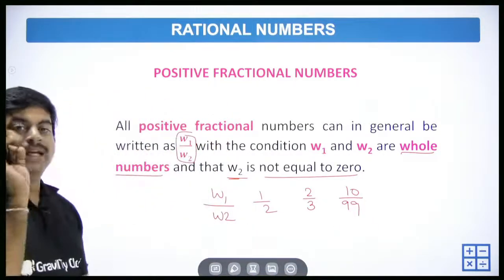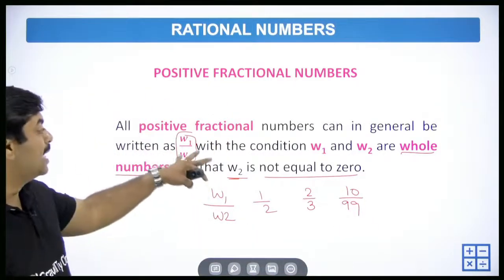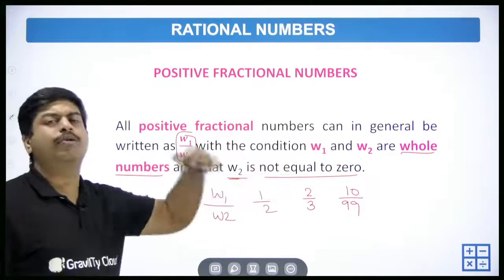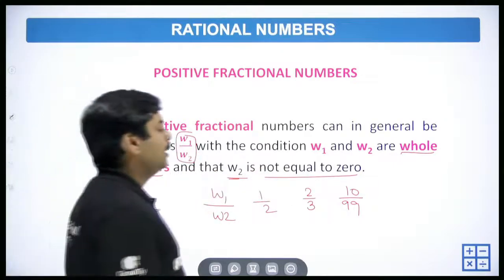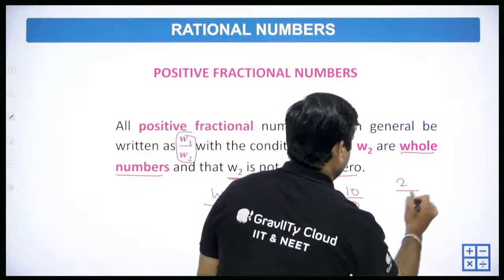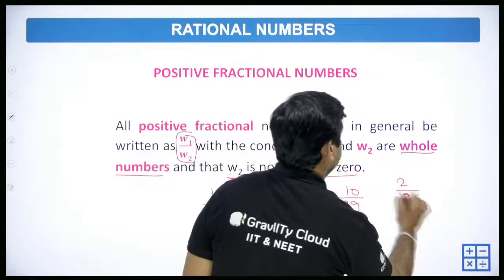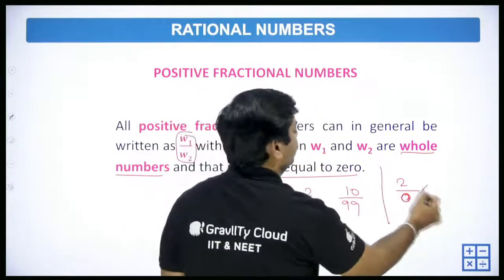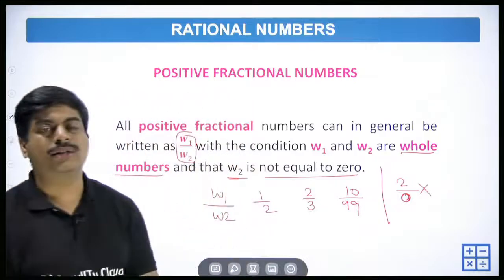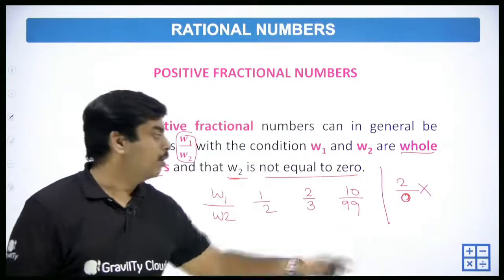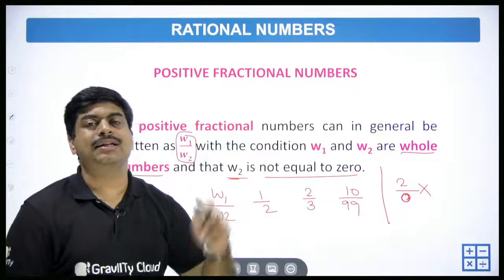But the only constraint on these whole numbers is that W2 should not be equal to 0, because we know the denominator should not be 0. 2 by 0 is not a defined number. That is undefined. We cannot say what the value is. That is the reason it is undefined.